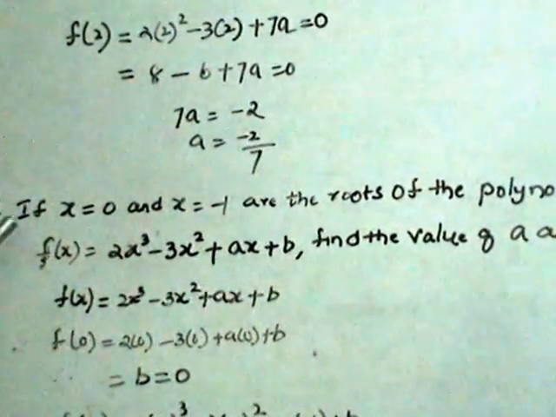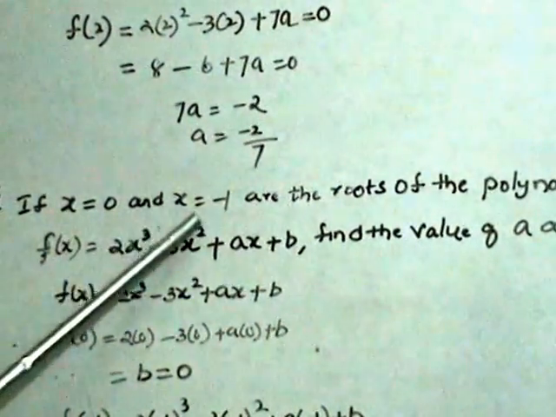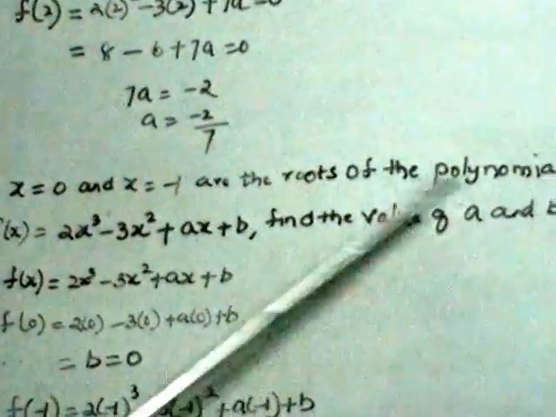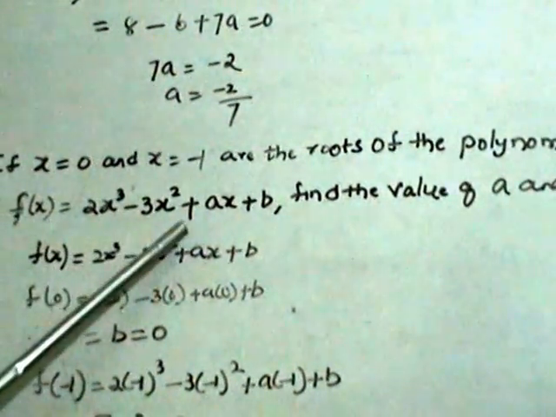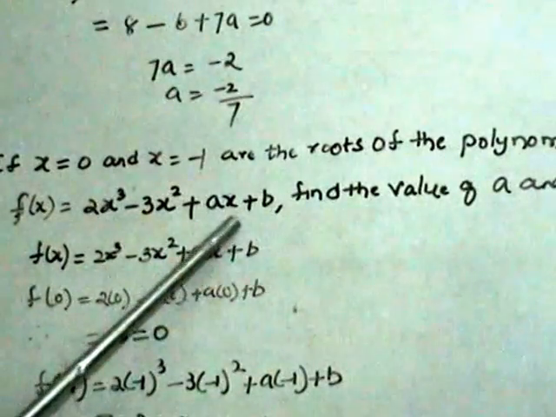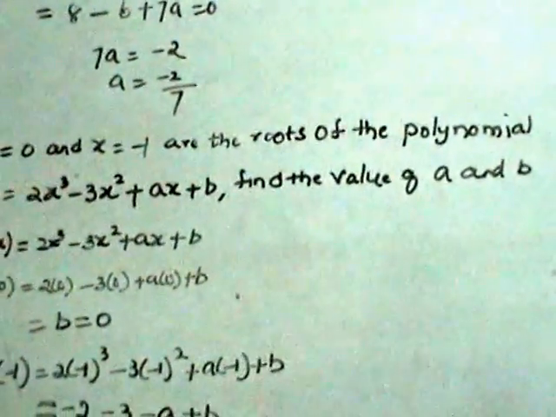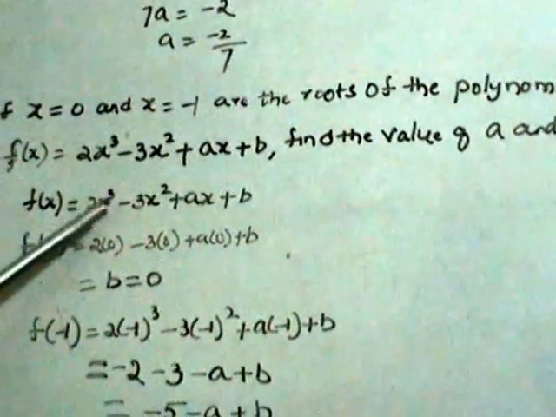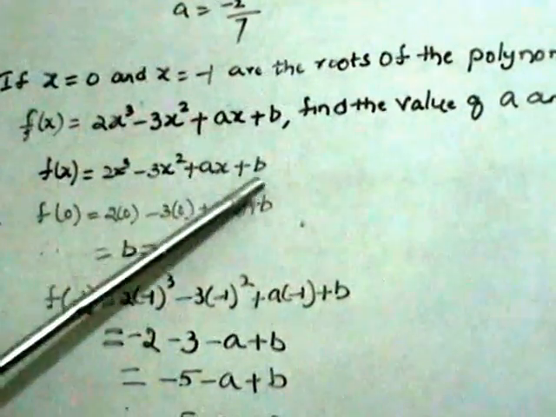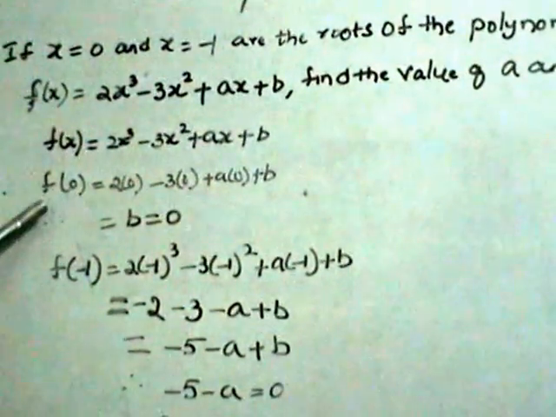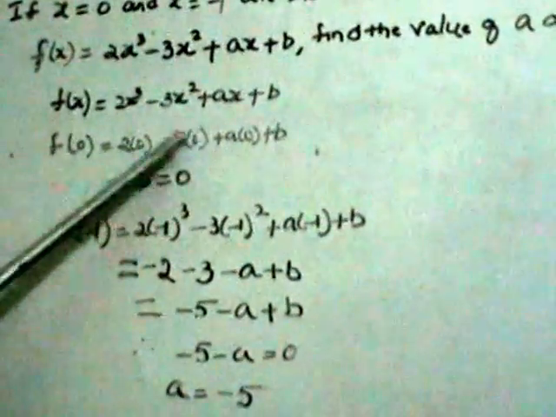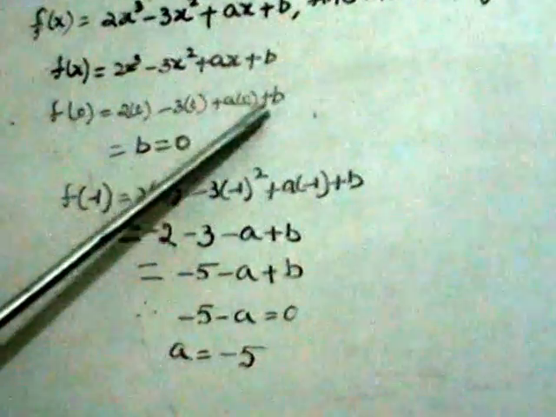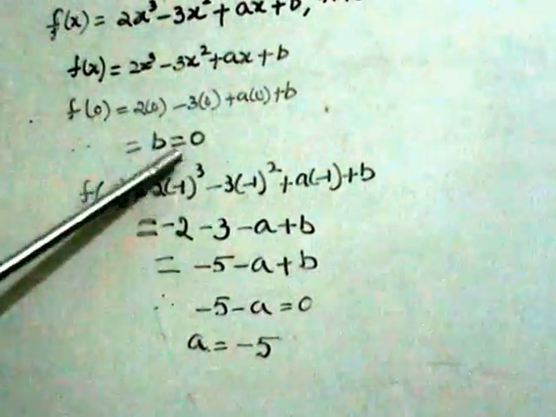Similarly, another example, if x is equal to 0 and x is minus 1 are the roots of the polynomial f of x is equal to 2x cube minus 3x square plus ax plus b, find the value of a and b. F of x is 2x cube minus 3x square plus ax plus b, which is given. F of 0 is, you substitute x with 0, 2 into 0 minus 3 into 0 plus a into 0 plus b, that is b is equal to 0.